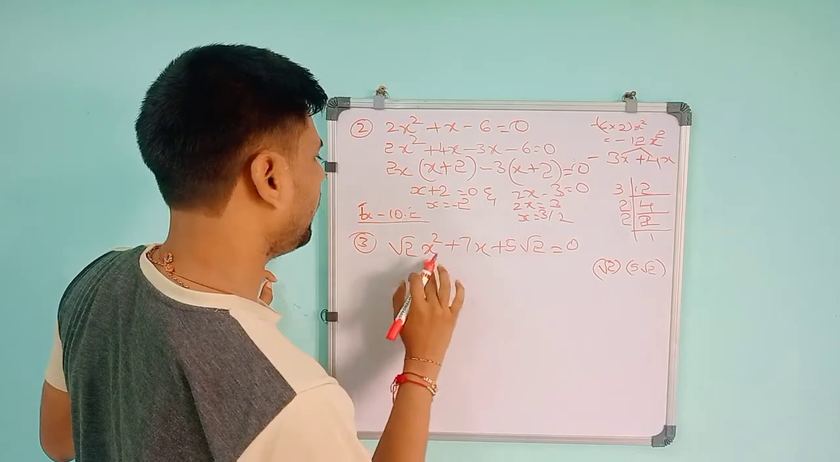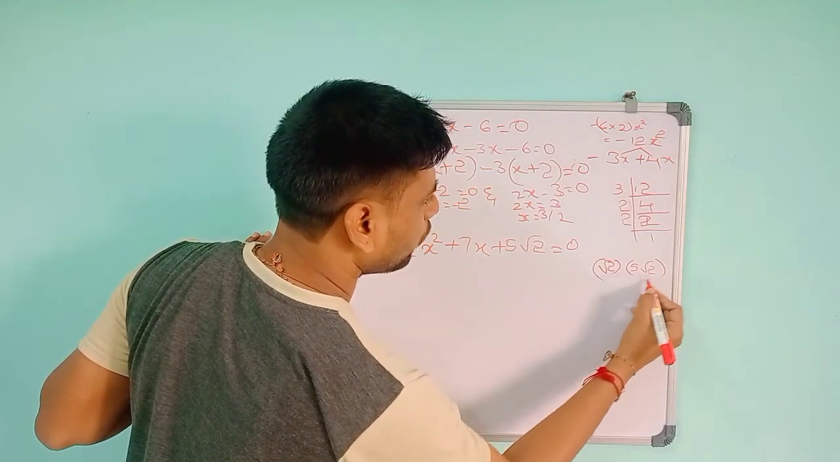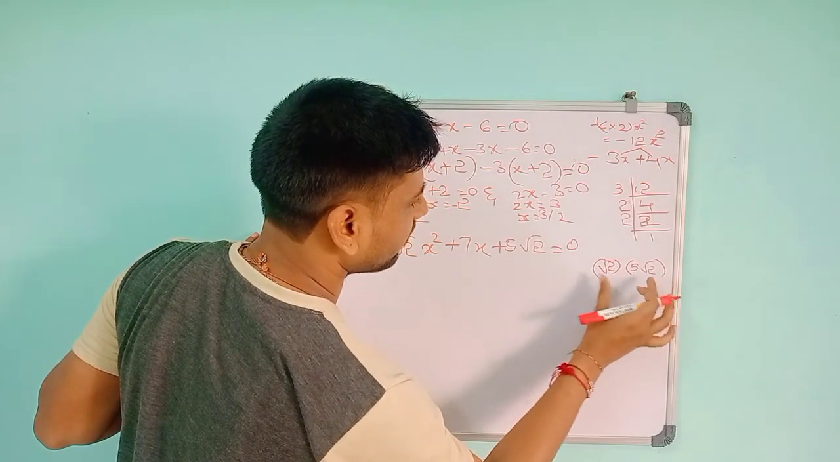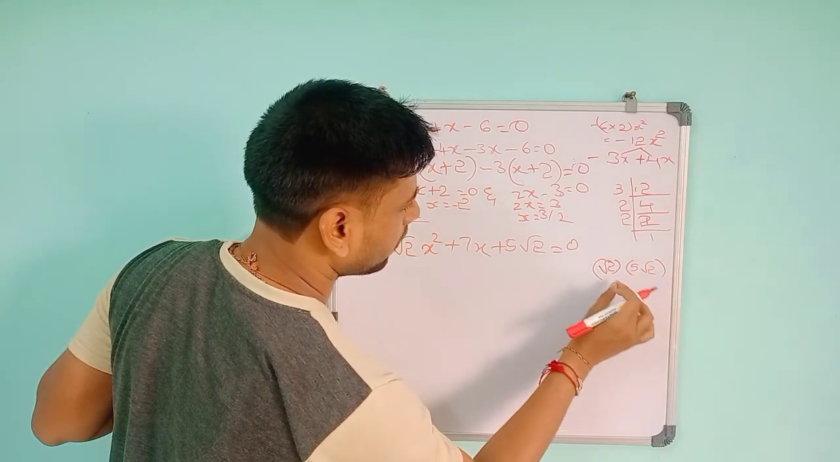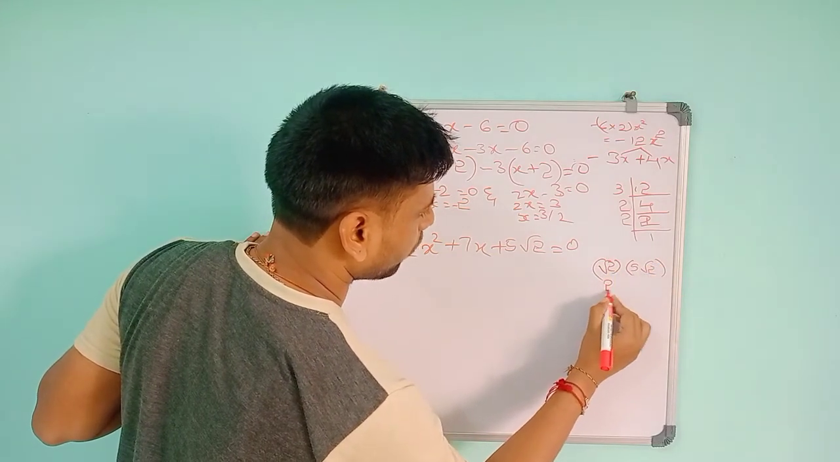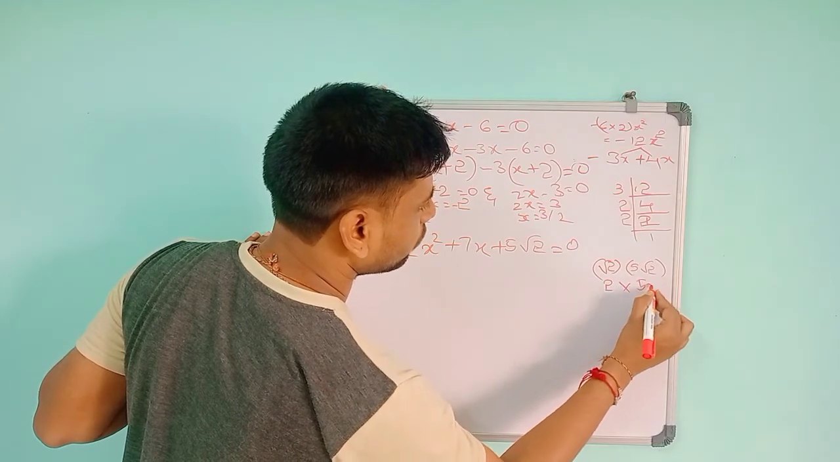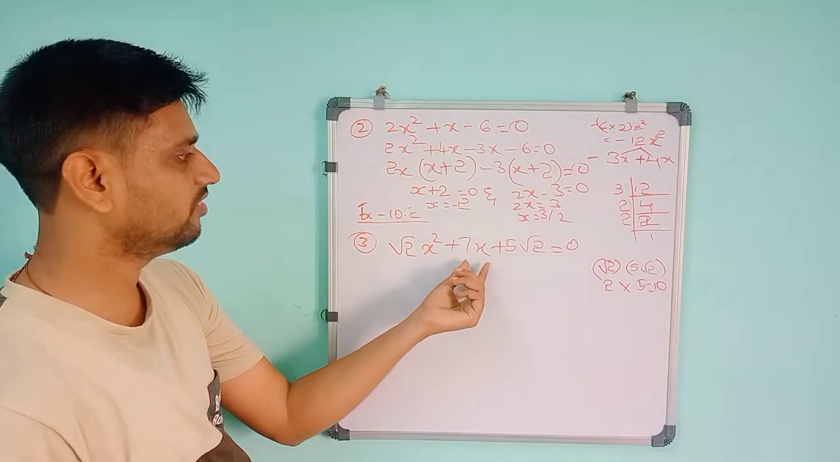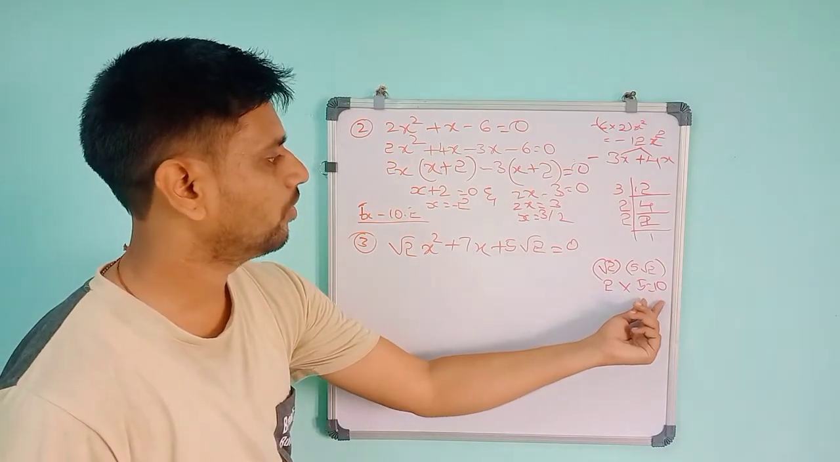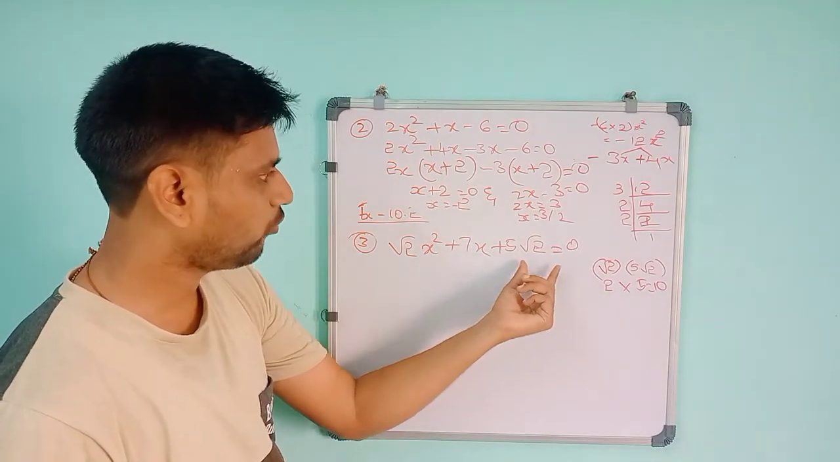Then x square is there. So root 2 into root 2, when it is the same numbers and the same roots and you multiply them, only the number will remain. So 2 will remain. 2 into 5 is equal to 10. So the middle term should become 7, and the factors of the product should become 10.